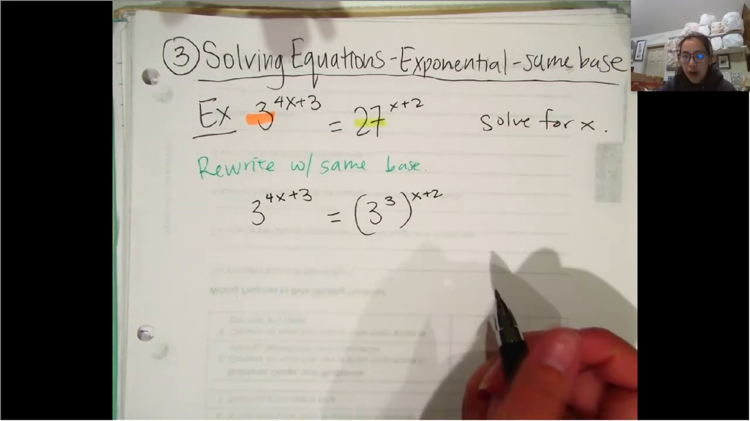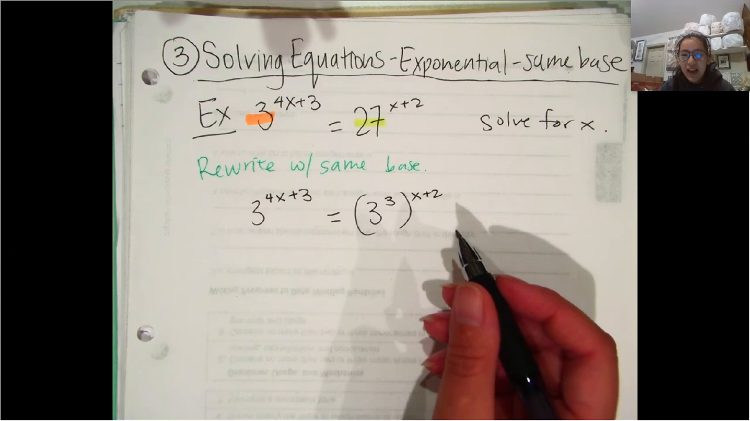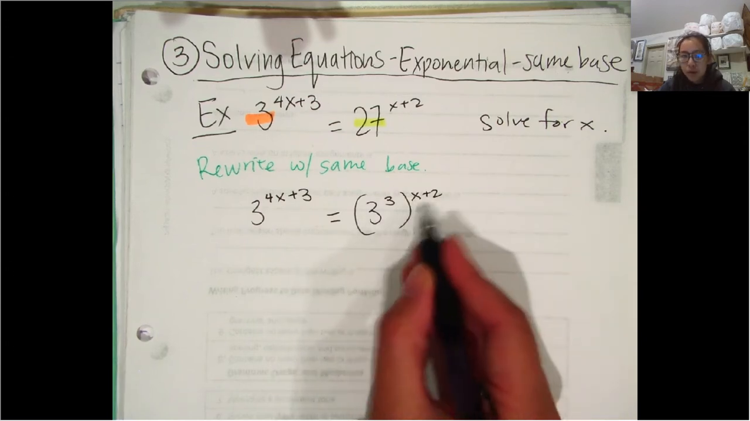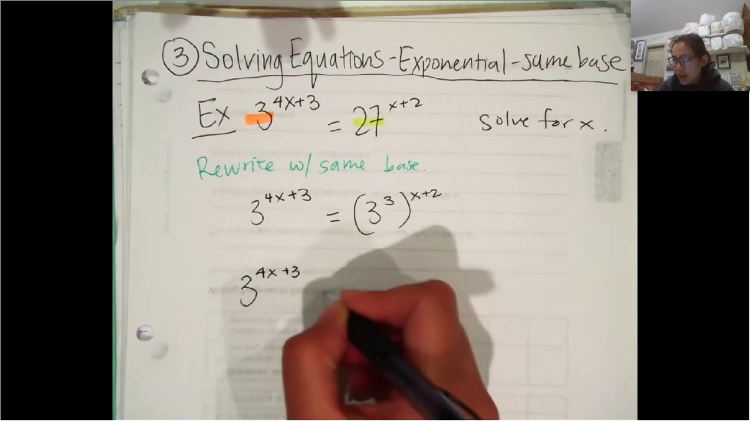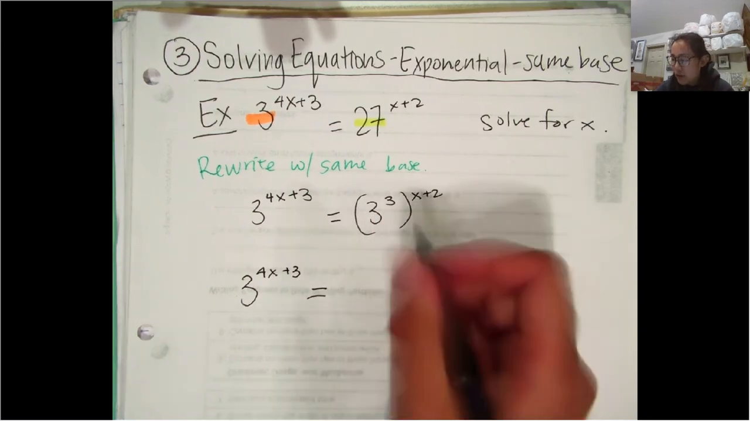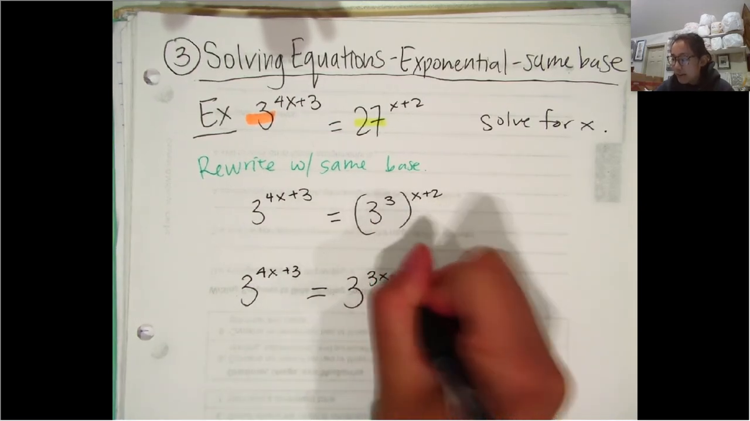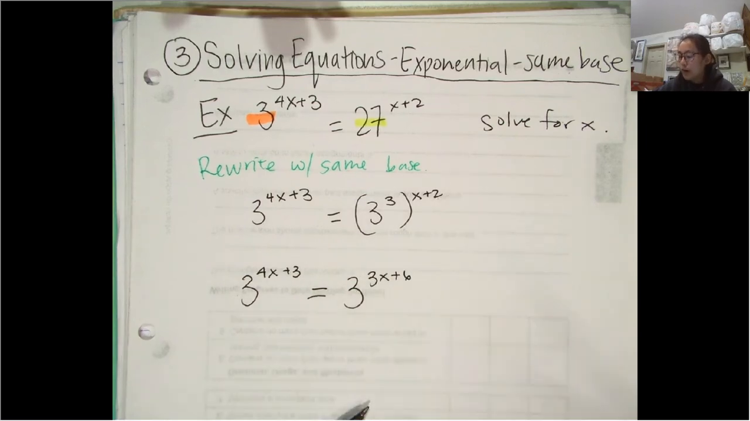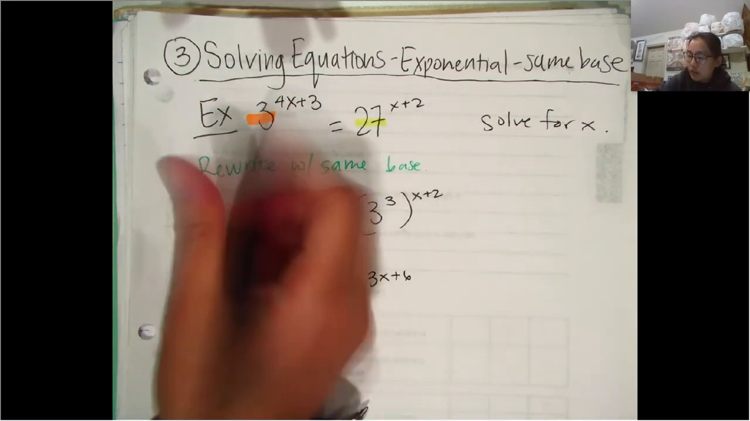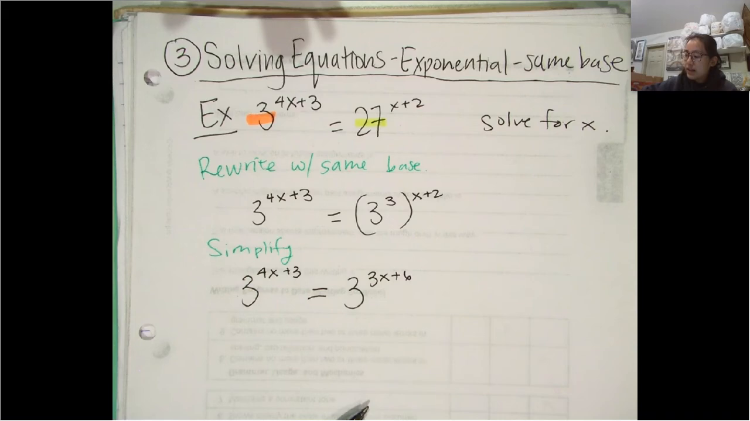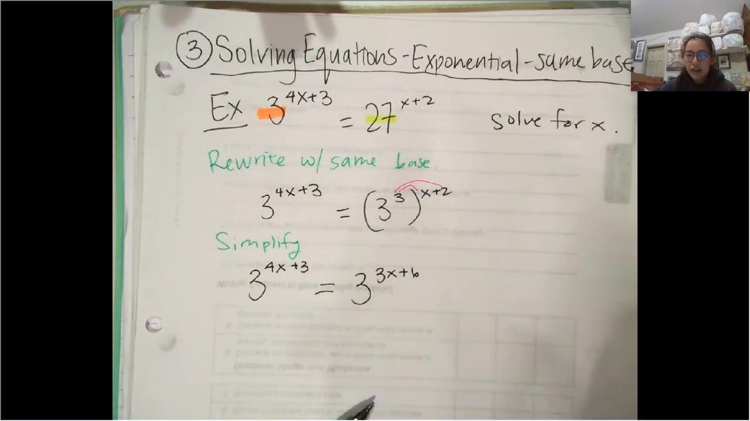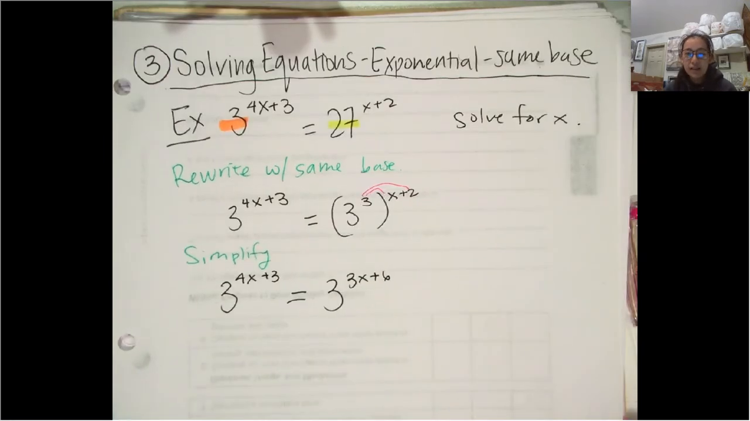Now, you should know that by the property of exponents, we want to multiply these exponents. And so you have 3 to the 4x plus 3 equals, and then you multiply these, and so you have 3 to the power of 3x plus 6, because of course you distribute. This is a step for simplifying, and what we're doing is distributing the 3 to the x and the 2. What you'll notice now is that these two sides or expressions both have the same base.